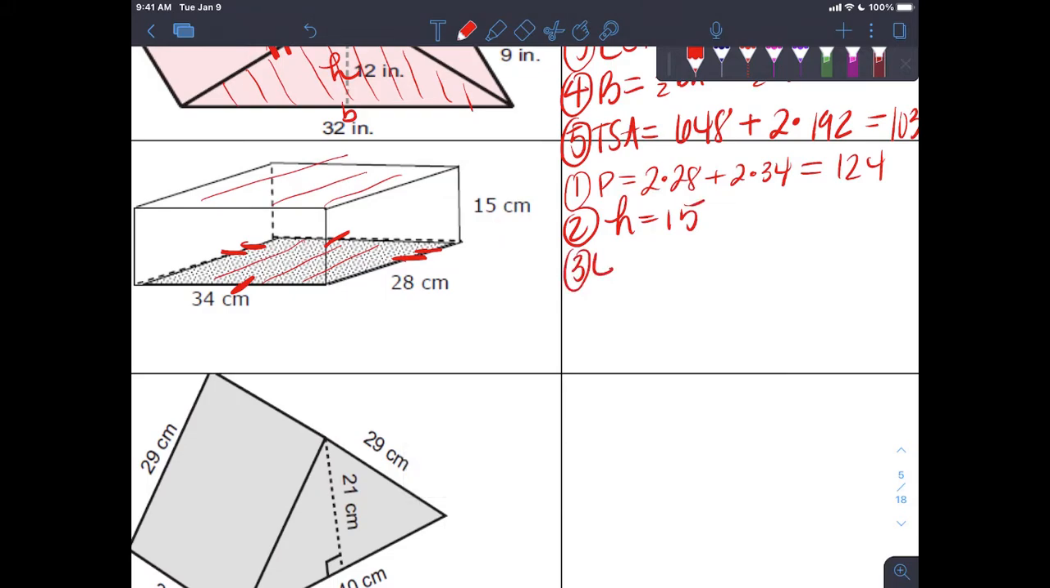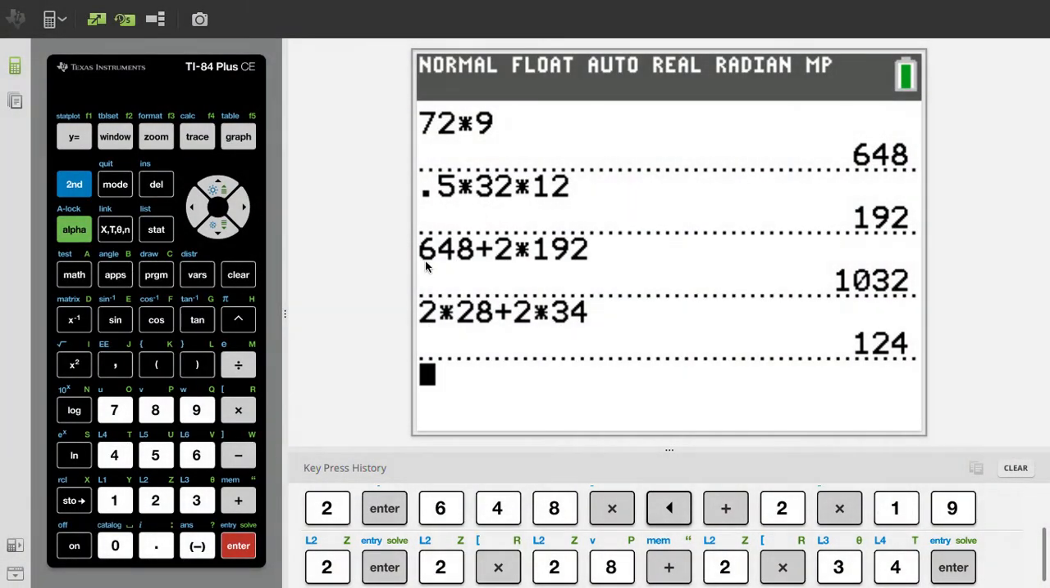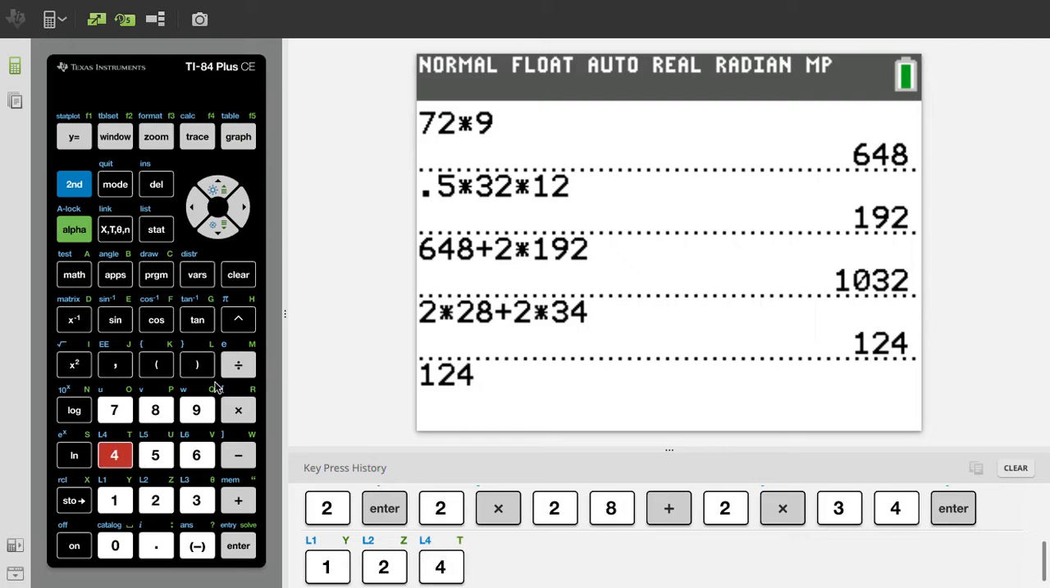Now in order to find my lateral surface area, I just multiply those two numbers together. 124 times 15.